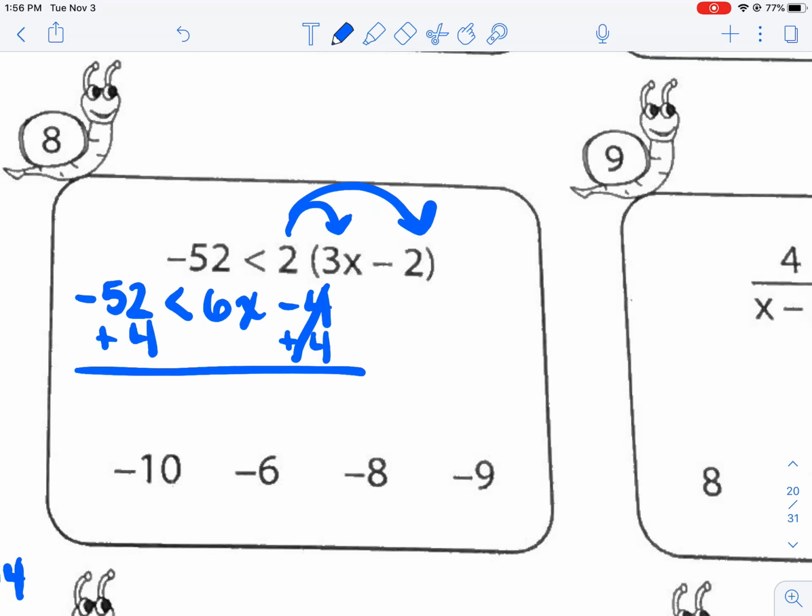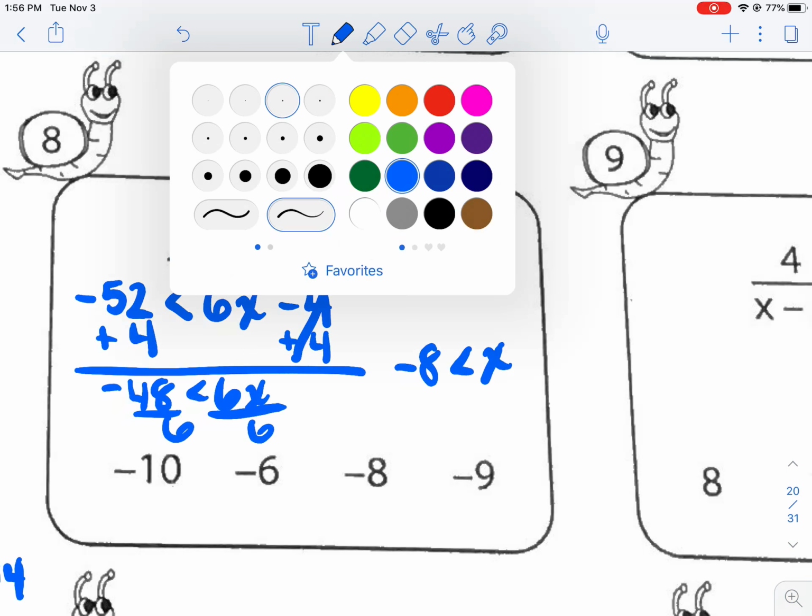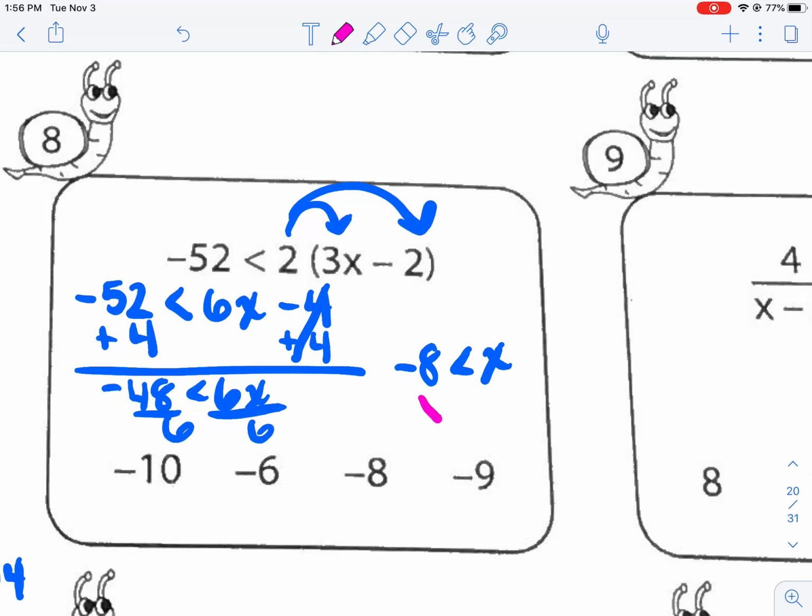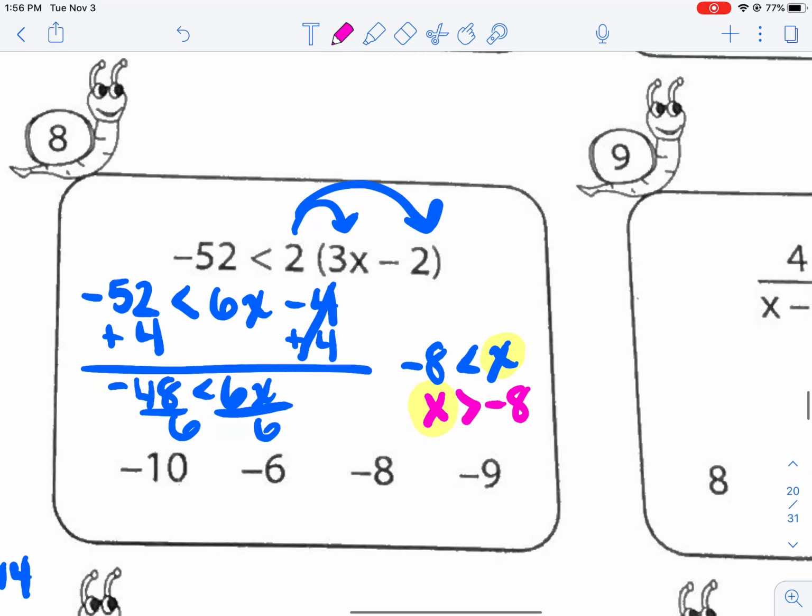Negative 52 plus 4 is negative 48 is less than 6x. Divide by 6. So negative 8 is less than x. When you do that, you want to take the x and the negative 8 and flip it. Remember we talked about that earlier? You always want the x to be on the left side. So now we have some negatives to look at, but we got this.